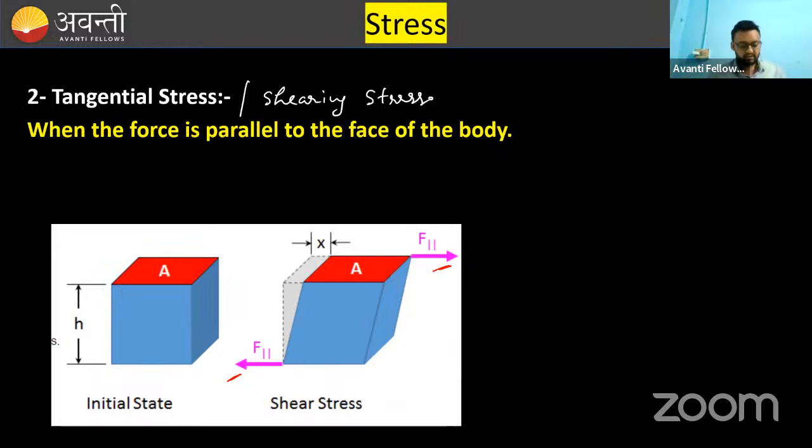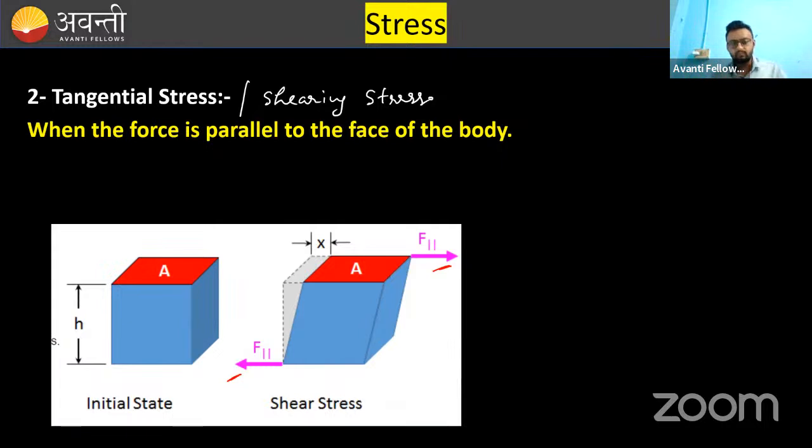One more thing that I need to tell you is that tangential stress is just for changing the shape of the body. The volume of the body remains the same in the case of tangential stress. I think the point is clear. The volume remains the same. What changes? Only the shape of the body changes.